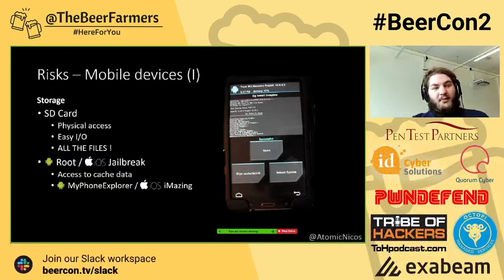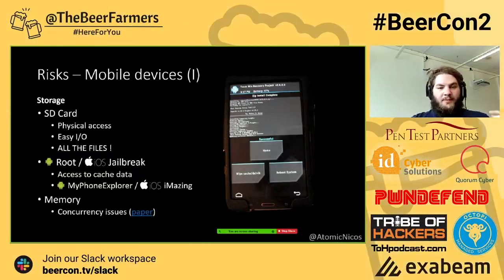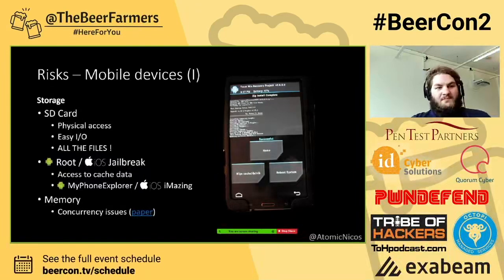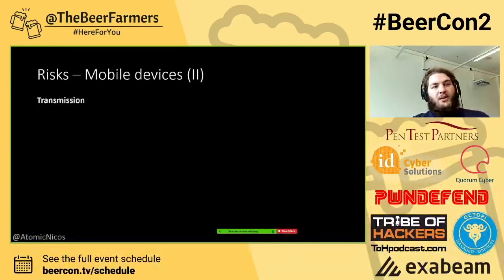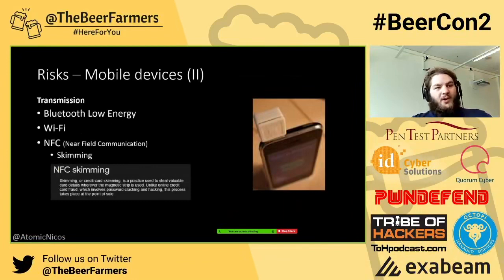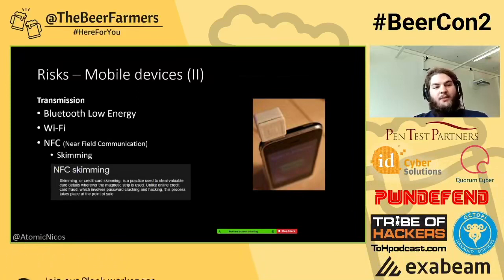And then in terms of memory, well, memory issues can occur. For example, if you don't handle concurrency correctly, you can have some pretty funky and destructive results, which is not something you might want in an application. In terms of transmission, well, we already talked about Bluetooth Low Energy and Wi-Fi, but we can also talk about NFC. So Ben earlier talked about skimming. Well, that's a pretty big risk that people need to contend with.